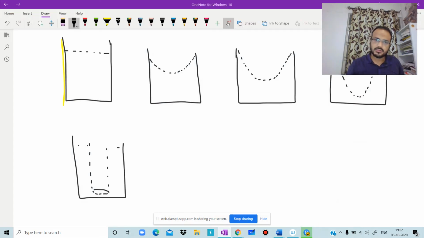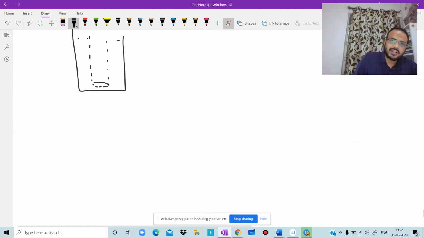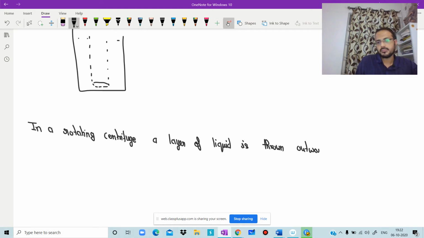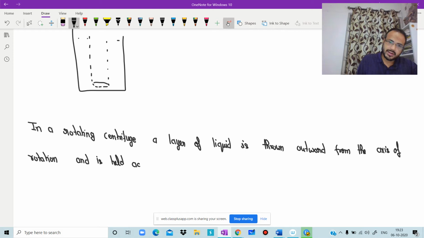Now write down: in a rotating centrifuge, a layer of liquid is thrown outward from the axis of rotation and is held against the wall of the bowl by centrifugal force.